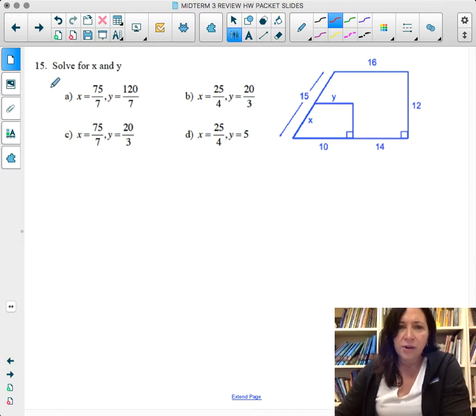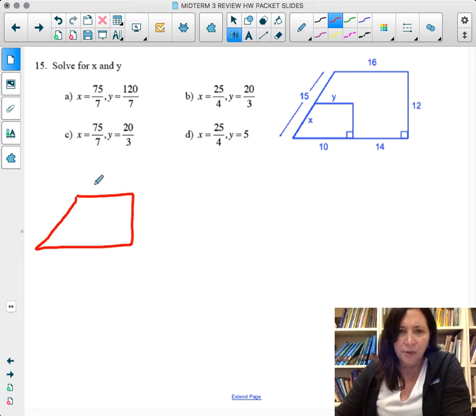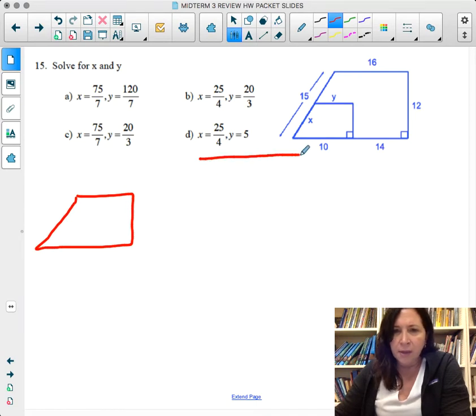So for this one right here, you want to solve for x and y. A lot of people like to separate their trapezoids. So we have the small one, and then we have the large one. That's completely fine to do that. You don't have to. You can.